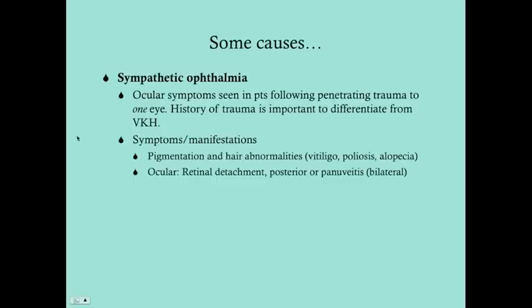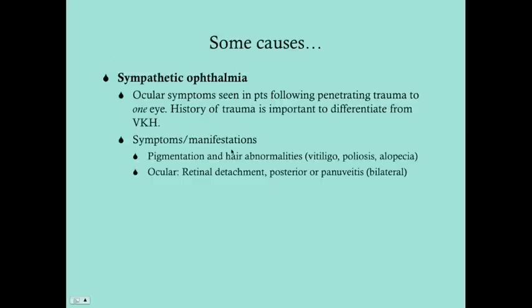Why is that? Well, when you had penetrating trauma to one eye, you introduced parts of the eye that normally are shielded from the immune system. And so when those parts, by the penetrating trauma, were introduced to the immune system, into the blood, you start developing antibodies to those parts of the eye, and that causes inflammation. And it will affect both eyes, even though you only need to have penetrating trauma to one eye.